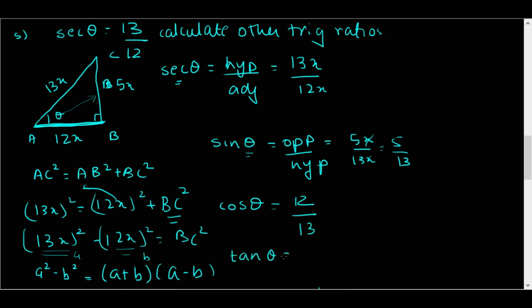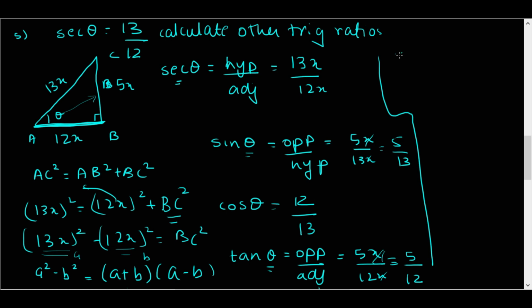Tan theta is opposite by adjacent with respect to theta. So side opposite to theta is 5x and the adjacent to theta is 12x. So cancelling out x, the ratio is 5 by 12. So then I will take cot theta, which is just reciprocal of this. So it would be 12 by 5. Cosec theta is reciprocal of sin theta. Sin theta is 5 by 13. Cosec would be 13 by 5.